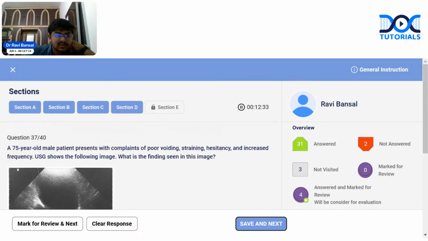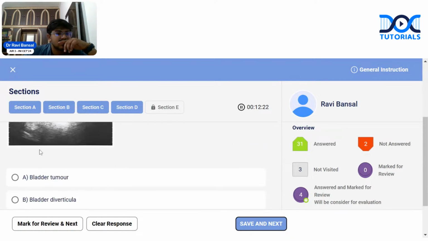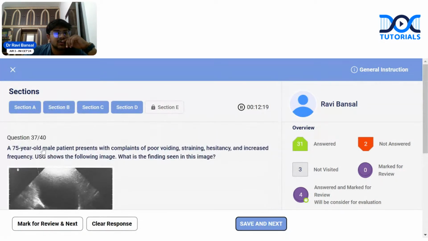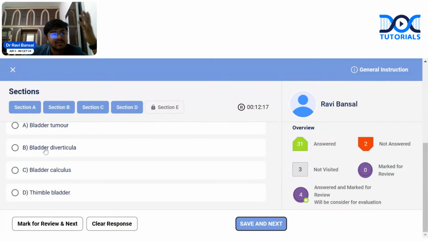Like in bladder tumor, there will be a history of blood in urine. Here the symptoms are lower urinary tract symptoms, poor voiding, so something is obstructing the urethra. So bladder cancer cannot be the answer. It might be the answer, bladder diverticula. You see those lower urinary tract symptoms.